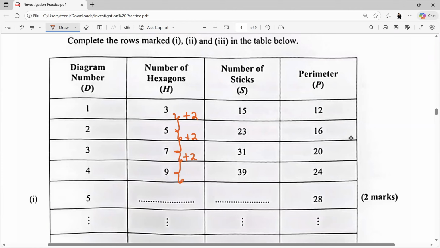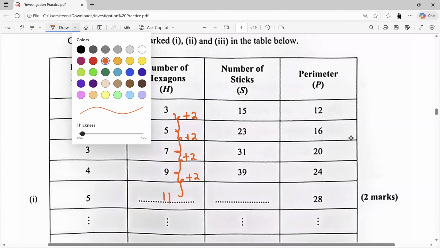So then the fifth diagram, what would it be, guys? How many hexagons will we have in the fifth diagram? 11. 9 plus 2 is 11. What about the number of sticks in diagram 6? I think we figured it out already. We said it was 8, right? I think it was 8.